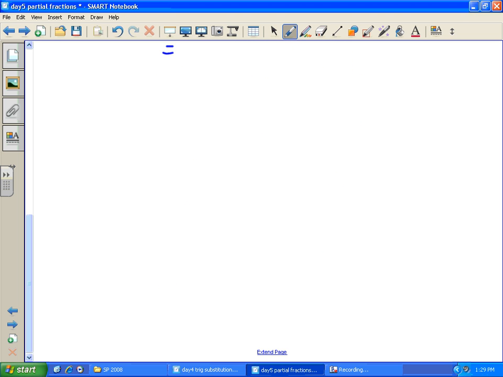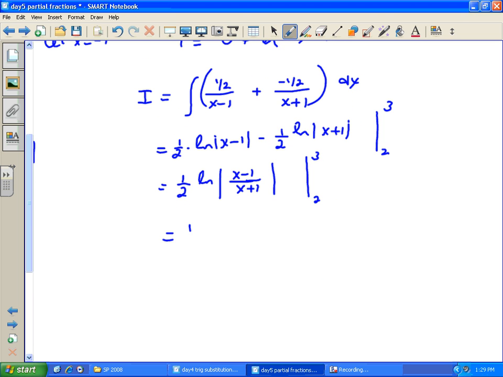Okay, I will leave the 1/2 there out on the outside of everything. First, plug the limit of 3 in there, so you have ln of, and everything is positive when I plug in the 3, so I can drop the absolute values. So I'm getting 2/4. Minus, plug the limit of 2 on the bottom into everywhere you see an x, and we get ln of 1/3.